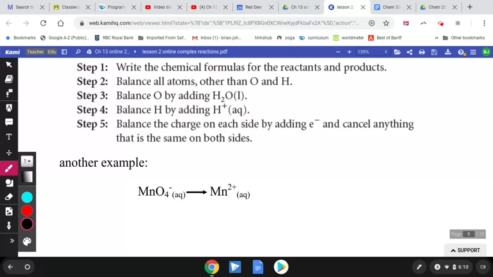So there's our unbalanced half reaction. Sometimes they call that a skeleton equation or a skeleton reaction. It's just the bare bones. Now we're going to add the meat. Balance all atoms other than oxygen and hydrogen. 1 manganese, 1 manganese. So they're balanced.